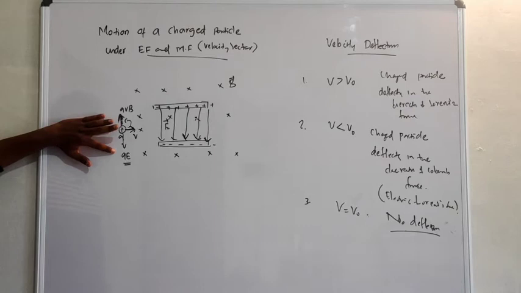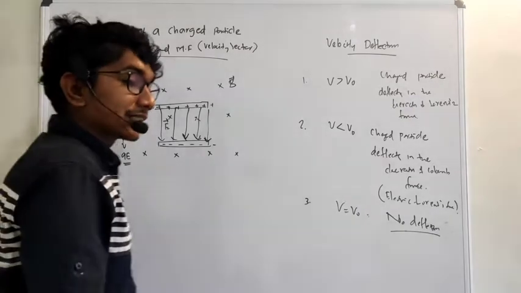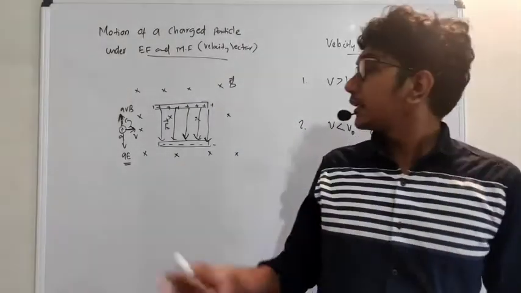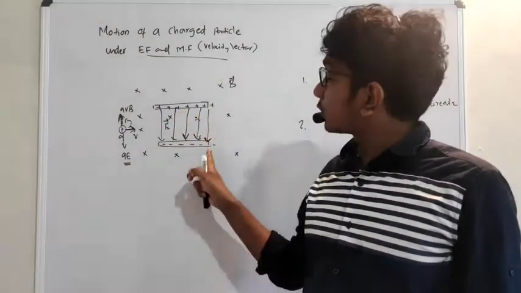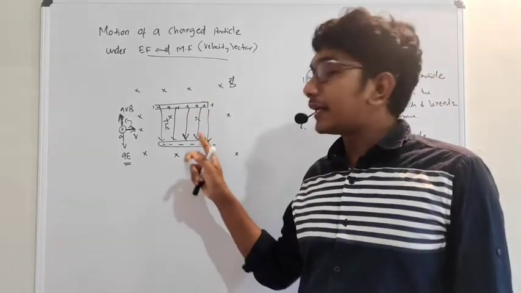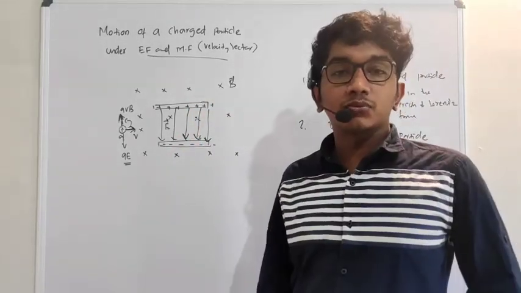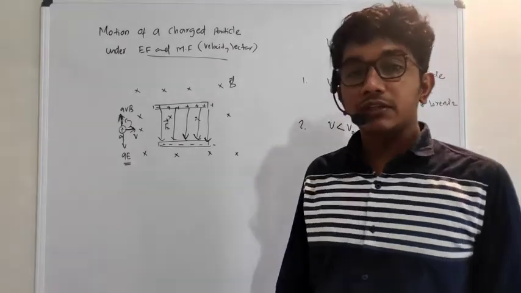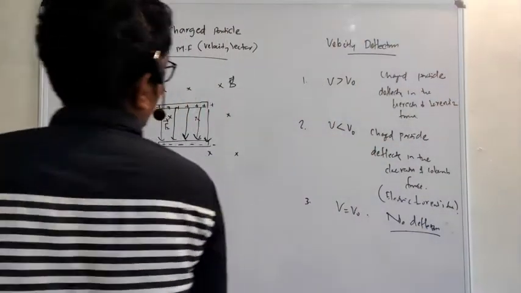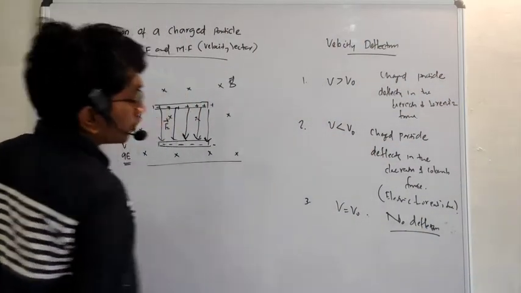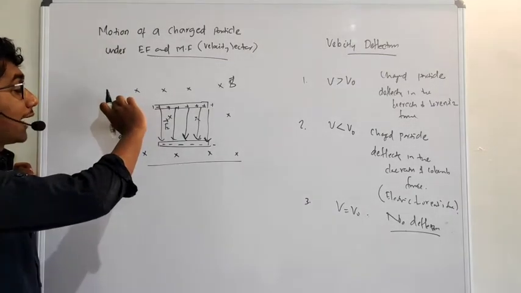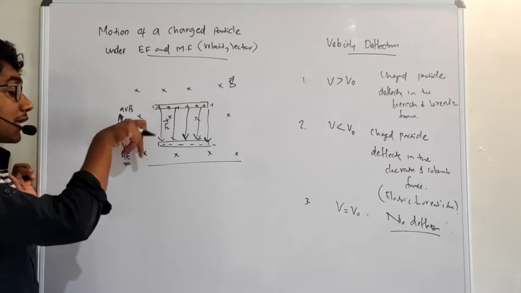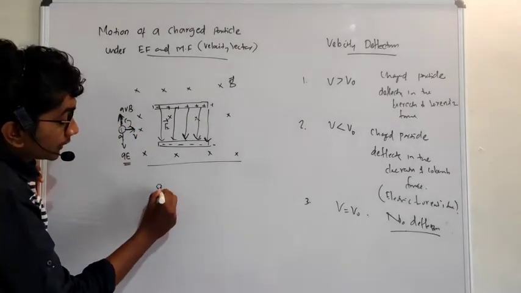Again, F is equal to QE. That is the electric Lorentz force, or Coulomb force, whose direction is QE. It starts from positive to negative. The direction of Coulomb's force is in the direction of the electric field only. And one more thing you have to note: here QVB, the magnetic Lorentz force, is in the opposite direction of QE.